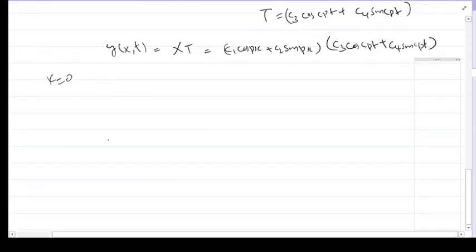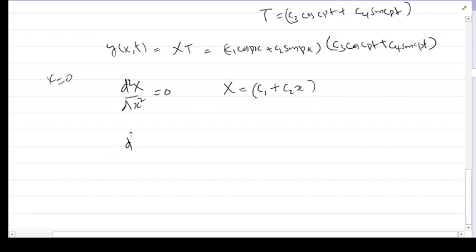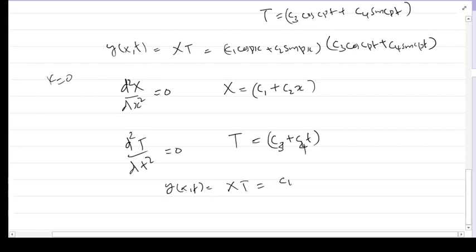Then the differential equation becomes d²X/dx² = 0. That means X = c1 + c2x. For the variable t, d²T/dt² = 0. Therefore T becomes c3 + c4t. Therefore y(x,t) = X(x)T(t) = (c1 + c2x)(c3 + c4t).